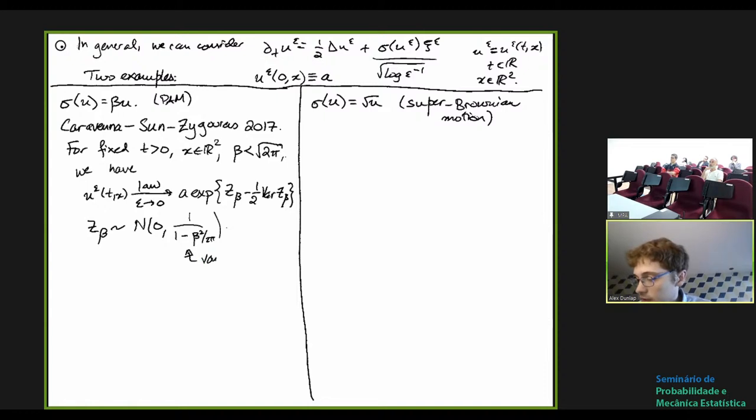And note that the variance blows up as beta approaches square root of 2 pi. So something different happens at the critical beta, which is also very interesting, but beyond the scope of this talk. It's pretty remarkable that we have this explicit result. If you look at just one fixed space-time point, they're showing that there's this explicit distribution of the solution evaluated at that point as epsilon is taken to zero. That's not something you see very often in stochastic PDE. Okay, so that's one result.